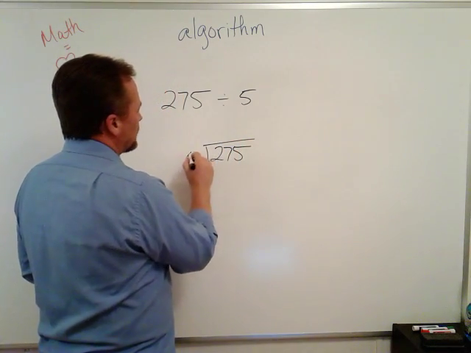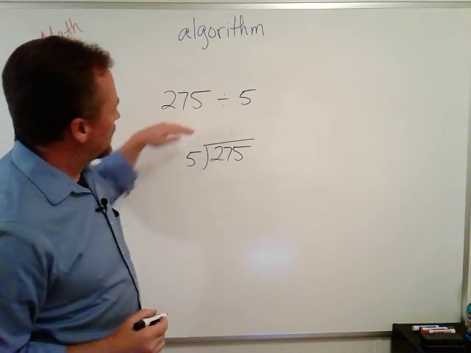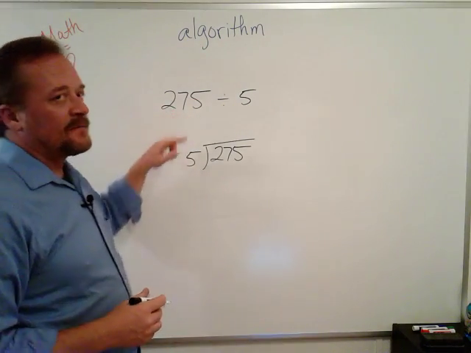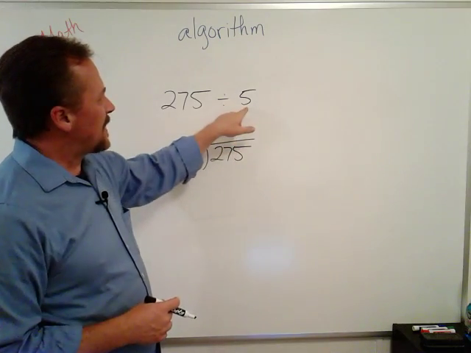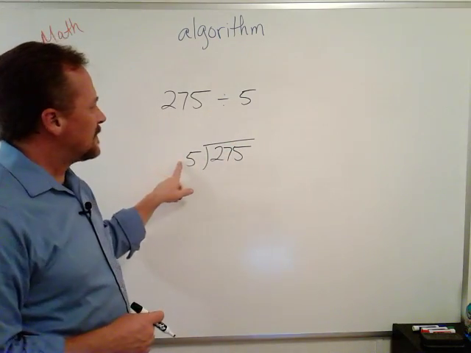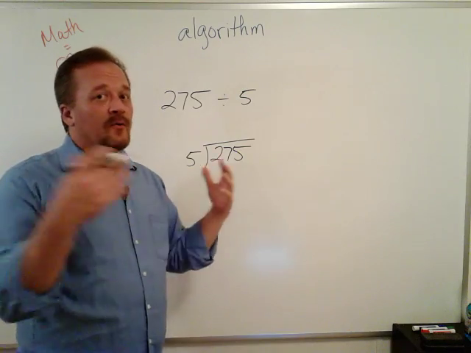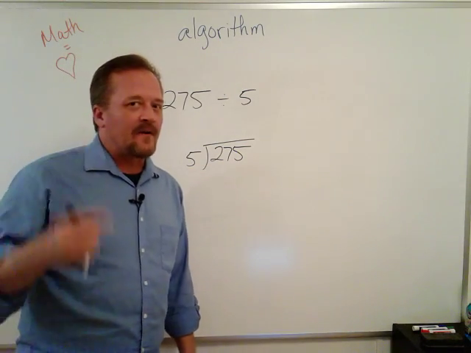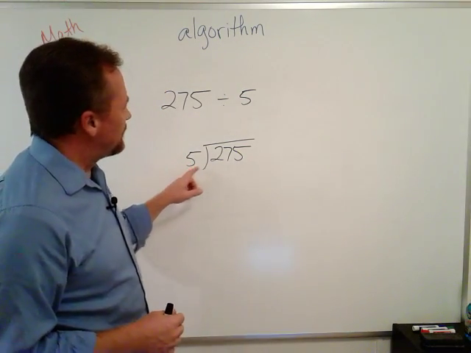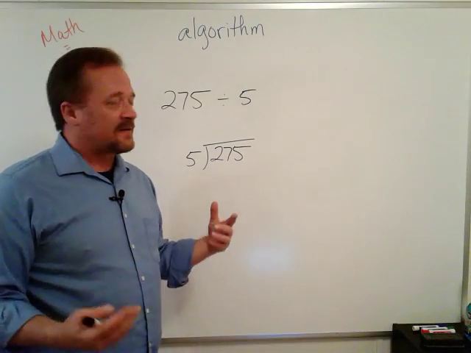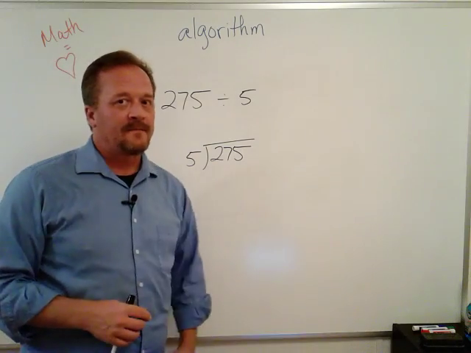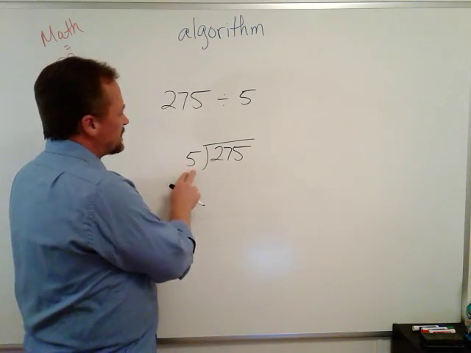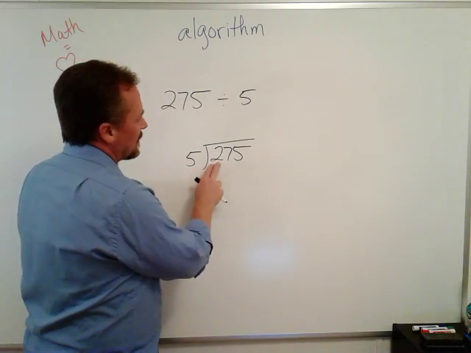I can rewrite this as this. The number that I'm dividing goes under the bracket, and the number that I'm dividing by goes outside the bracket. Because basically, the whole point of division is to try to figure out how many times this fits into this. And the answer will be how many times this did fit into this, okay? So, we always start from here.